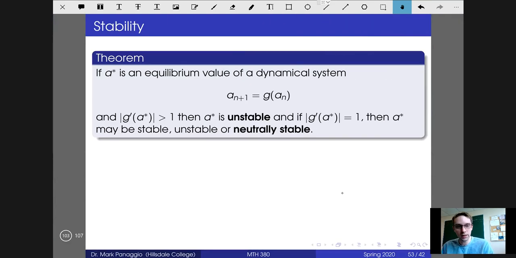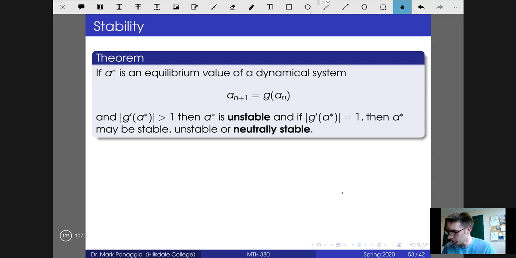All right, and we can extend some of our definitions just a little bit further. If a star is an equilibrium value of a dynamical system and the derivative is greater than 1, then we'll say that a star is unstable, and that means that if you start close to the fixed point, you will move away. And if g prime of a star equals 1, then a star may be stable, unstable, or it may be what's called neutrally stable, which means you don't really move away, you don't really move toward it either. You stay pretty much the same distance away.